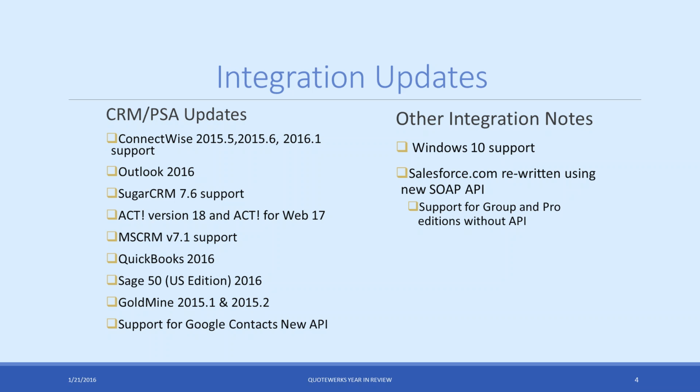You see we did add support for ConnectWise 2015.5.6 and then 2016.1. We also now support Outlook 2016, so if you're on the latest version of Outlook, you'll be set there. SugarCRM 7.6 support, Act version 18 and Act for Web version 17 are going to be supported now. MSCRM version 7.1, and I believe the beta for the next release of MSCRM, I think it's 8.0. I'm not quite sure about that one, but whatever the next release is for MSCRM, the beta is supported in the latest release as well, so I would expect to see that coming out here shortly.